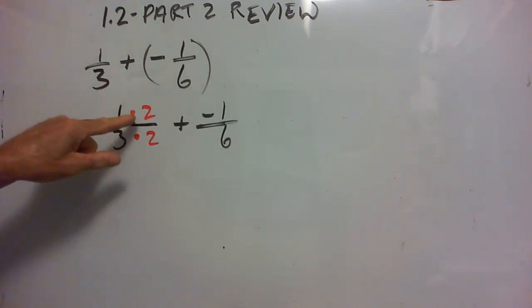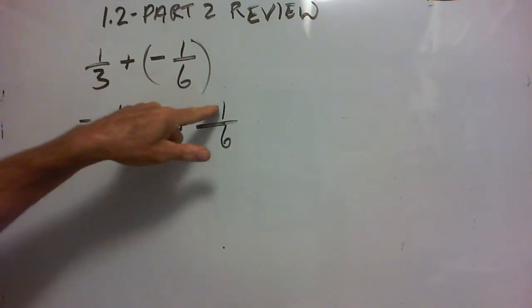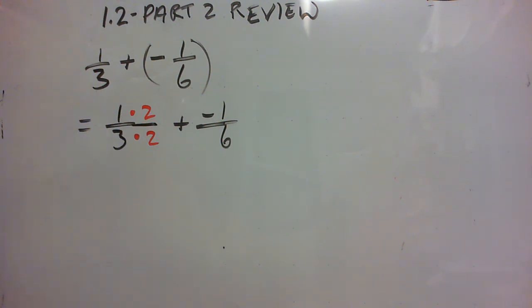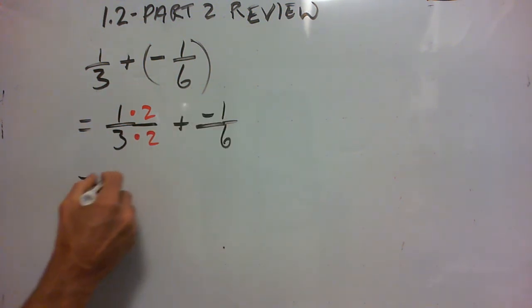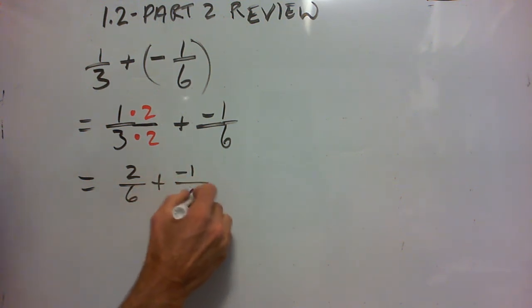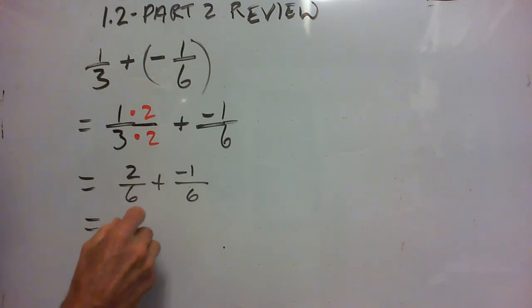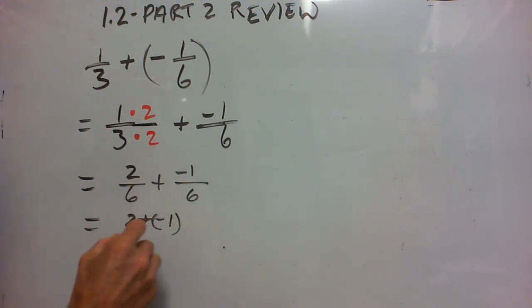So we multiply the 1/3 by 2 and 2. And look what I did with the negative sign. I put it in the numerator of the 1/6. So it's -1/6. So that gives us 2/6 plus -1/6. We can combine numerators, 2 plus -1, to make 1/6 is our answer.